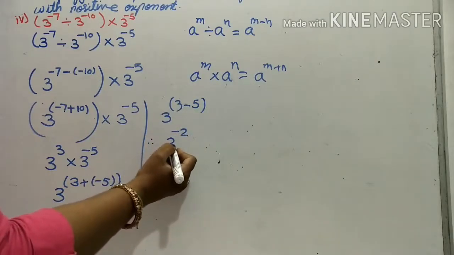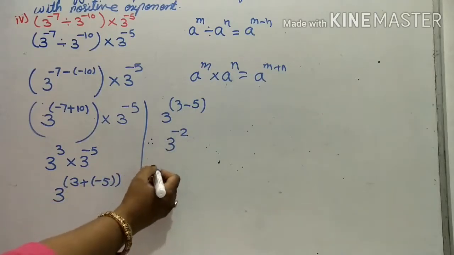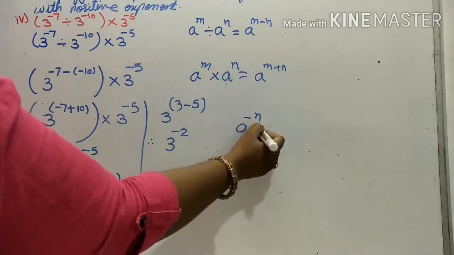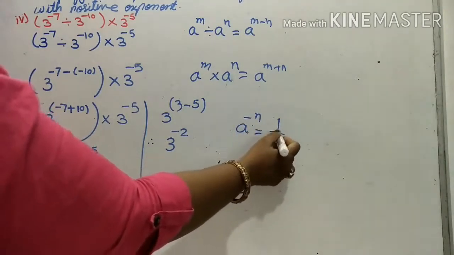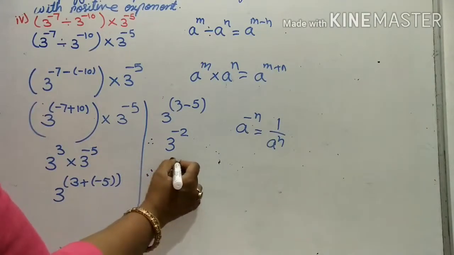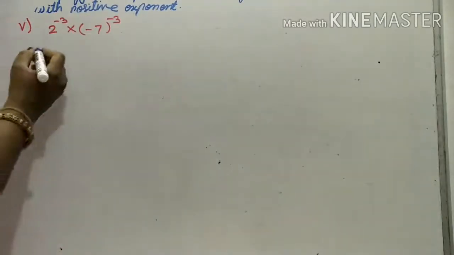Now the exponent is negative. This negative we have to convert into positive using a raised to minus n is equal to 1 divided by a raised to n. Therefore, 1 divided by 3 raised to 2. This is the answer.